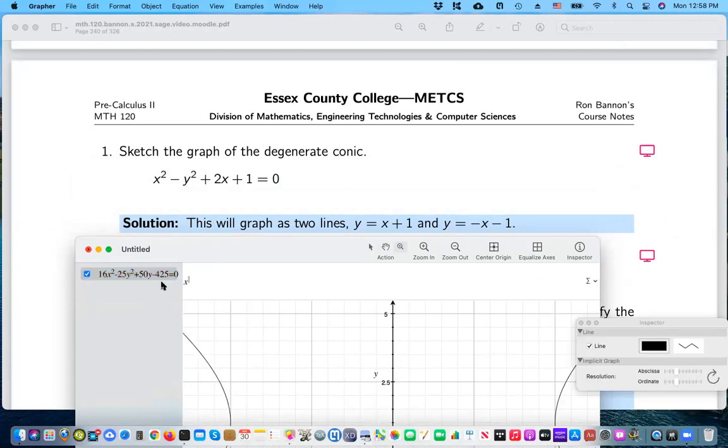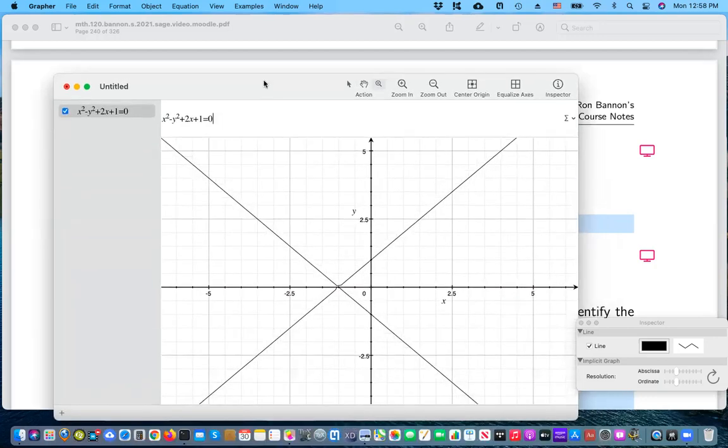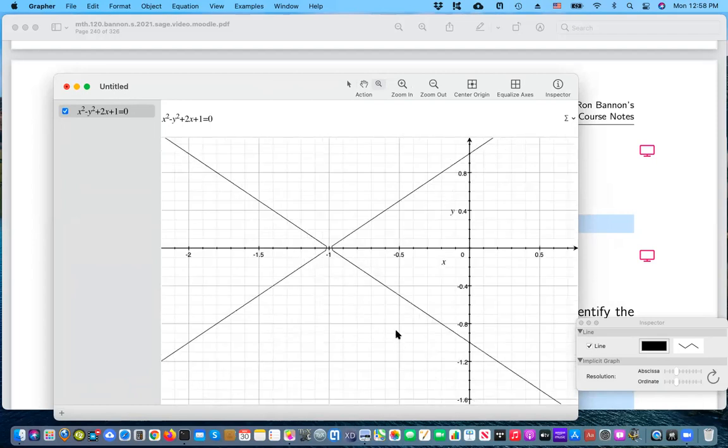And I'm going to type it in. So we get x squared minus y squared plus 2x plus 1 equals 0. All right. I want to point out you might look at this and say, it's really weird looking. I'm going to zoom in to this region over here. And notice over here looks something really strange. I want to do something with the resolution of the curve. I want to try to make it a little bit better for you.